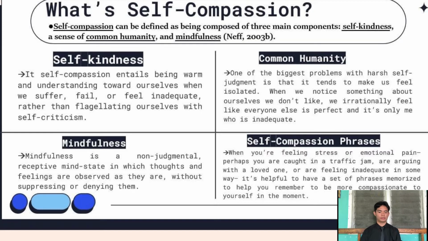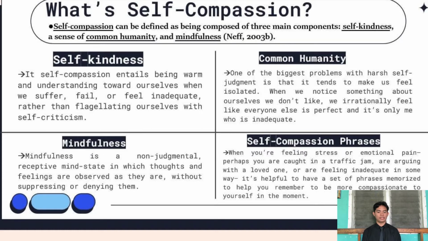Self-compassion phrases. When you're feeling stress or emotional pain, it's helpful to have a set of phrases memorized to help you remember to be more compassionate to yourselves in the moment. It's often a lot harder than it sounds, but with the right techniques, we can learn to make it a habit that sticks.